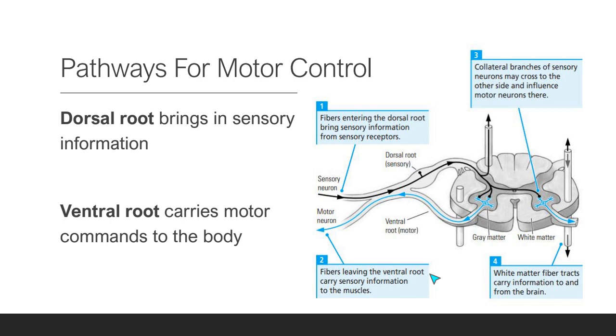So the fibers entering the dorsal part of the spinal cord bring in information from the sensory receptors in the body. These are all those receptors that we talked about in chapter 8 when we were talking about the organization of sensory systems. So this is where the dorsal root is getting that information from, those sensory receptors in the body. These fibers converge as they enter the spinal cord, and they form a collection of fibers that is referred to as the dorsal root.